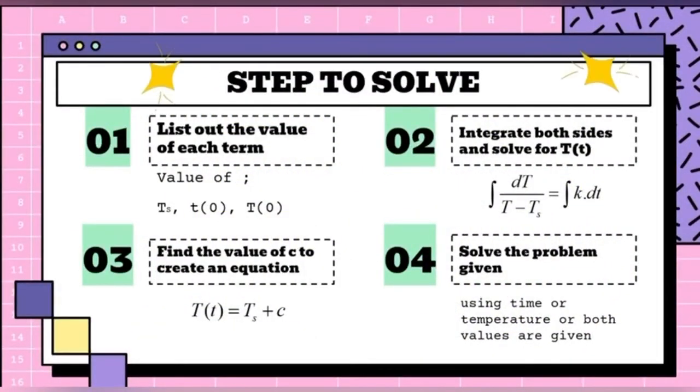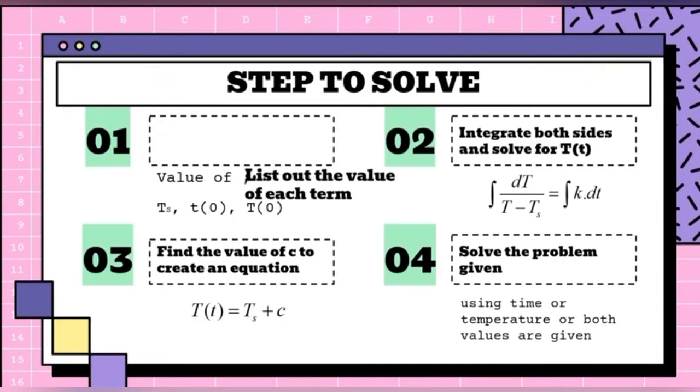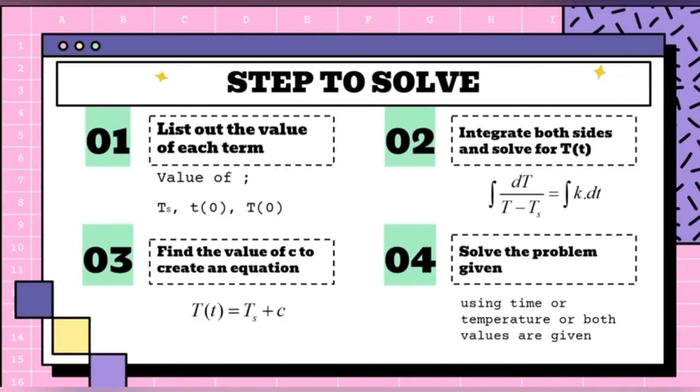How to solve problems for cooling or warming? First, list out all the values for each term, for example, the value for ambient temperature, and the initial values for time and temperature. The reason we need to list out these values is to make the problem stated easier and clearer.